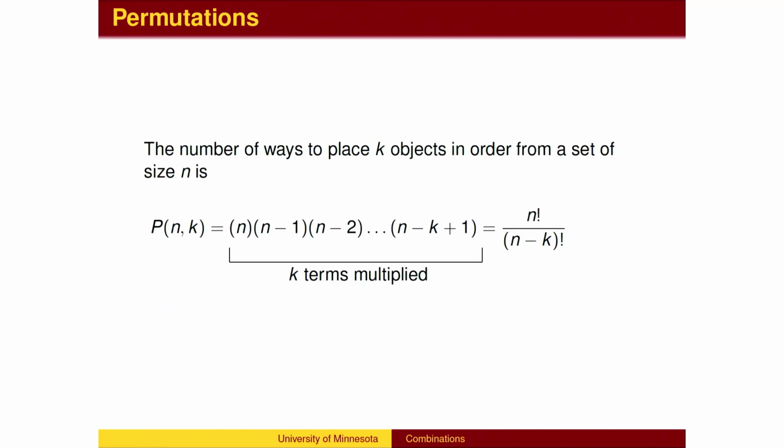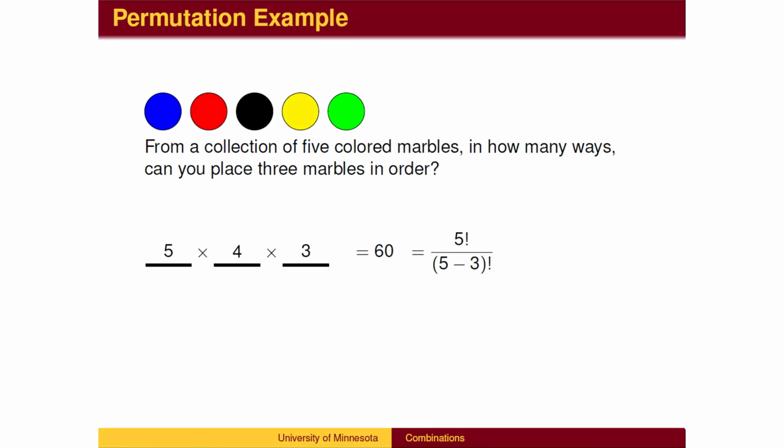Recall that when we are placing k objects in order, we multiply k terms, beginning with n, and going down by 1 each time. For example, to put 3 colored marbles in order, we multiply the 3 numbers 5 times 4 times 3. But what if we don't care about the order, only the colors chosen?